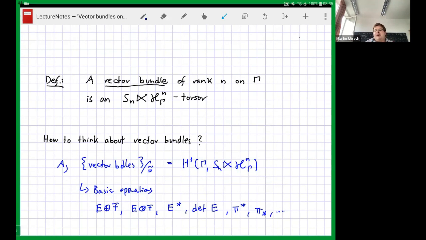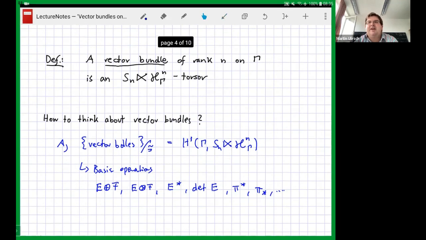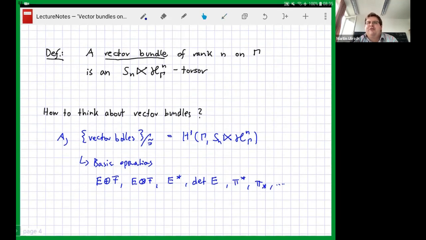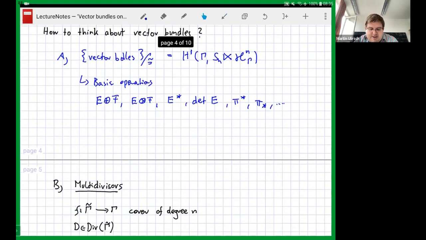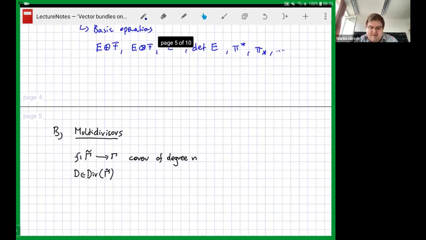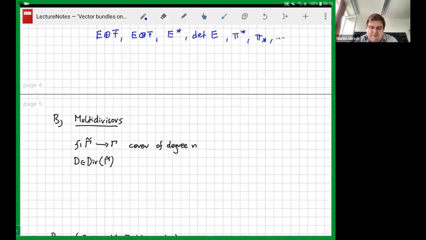Okay, so that's one way to think about it. That's nice, and it is exactly how it works in the classical world. And then there's another way to think about it, one that is particular to the metric graph situation, and which also allows us to really prove new results. And that is the perspective of multidivisors. So suppose we have a topological cover of degree n of our metric graph gamma, and let D be a divisor on the covering space gamma tilde.